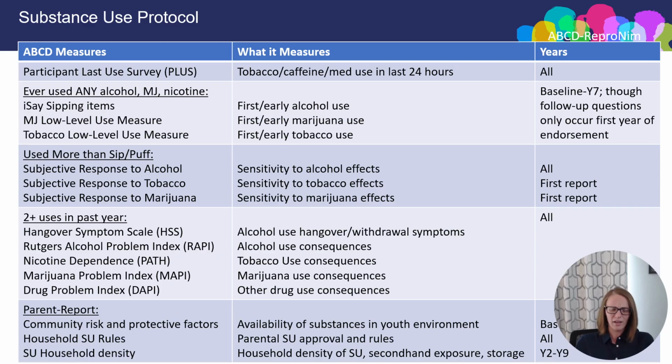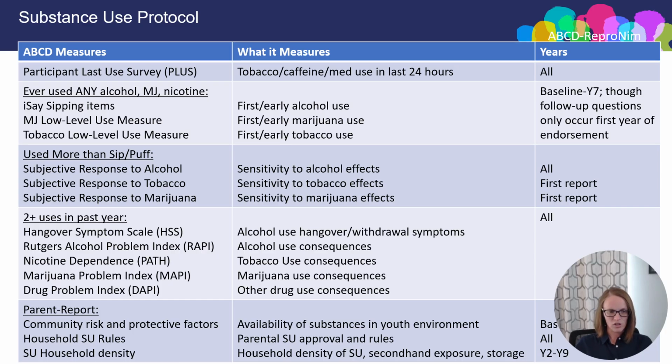We also want to look at problematic use, of course, in ABCD. So if they endorsed more than 2 episodes or days of use in the past year, our participants were gated into answering questions on things like the hangover symptom scale, the Rutgers alcohol problem index, the nicotine dependence scale from the PATH study, as well as the marijuana problem index and the drug problem index.